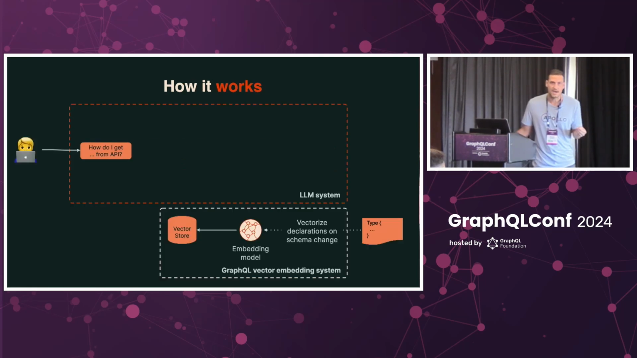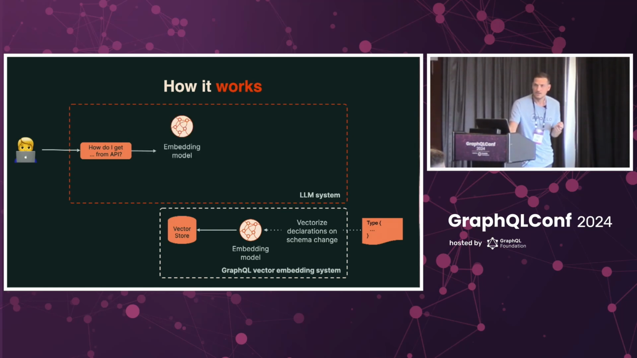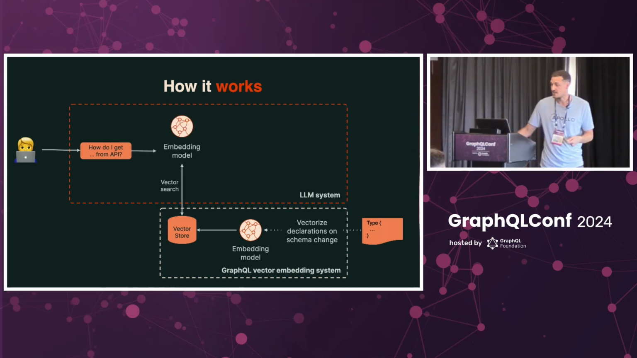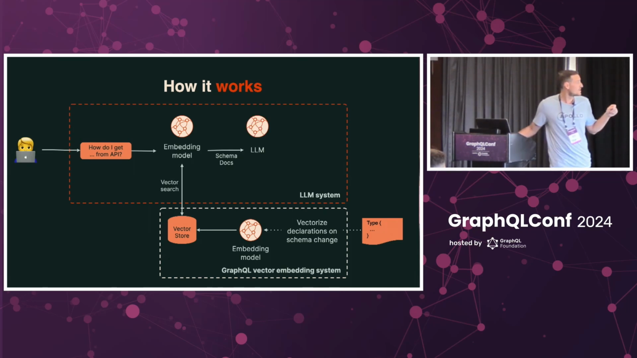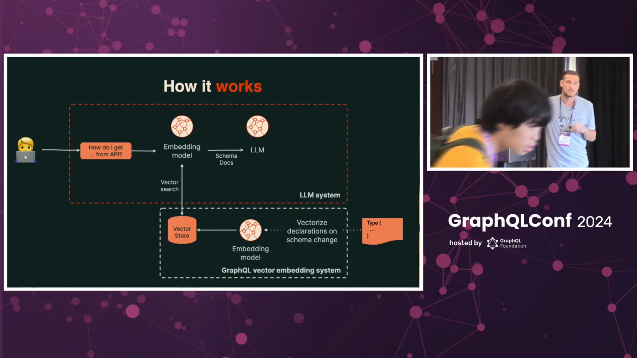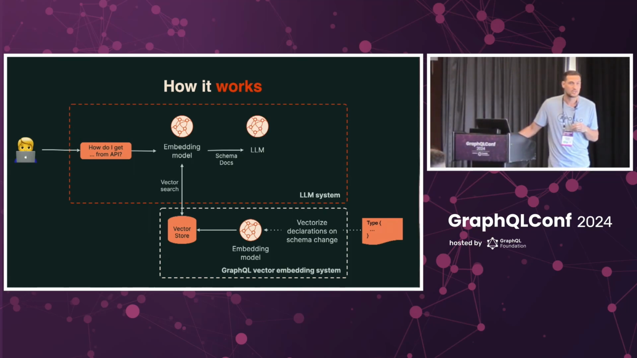But we need to use some embedding model to take that text and turn it into that vector. Now, once we have that, the way it works is we can take that question from that developer: how do I get what from an API? We can use that same embedding model to turn that question into a vector representation. And then we can do a vector search across that store and understand what are the relevant pieces of the schema that are associated with that question.